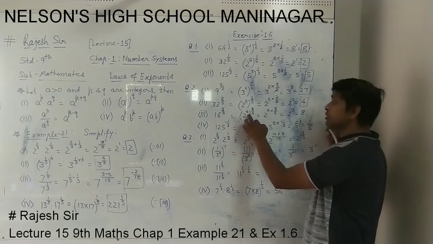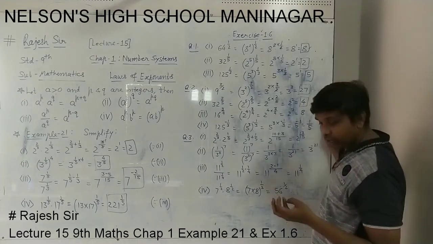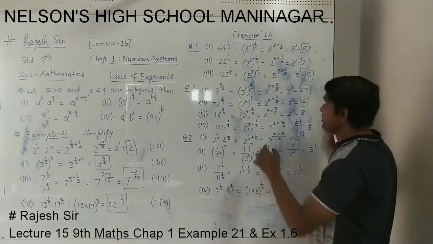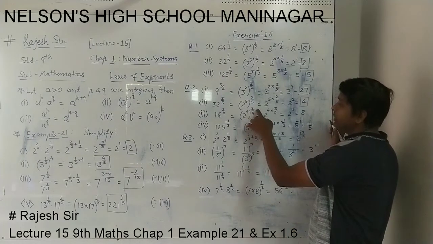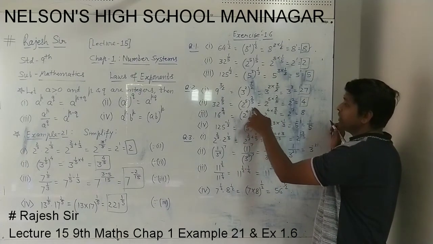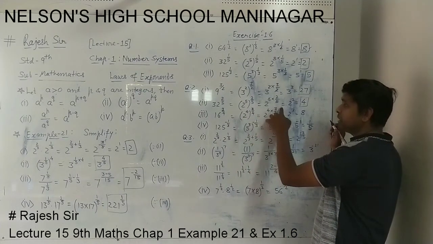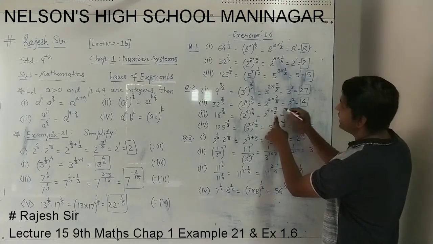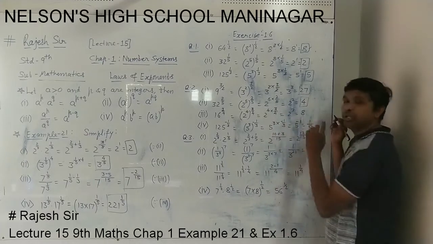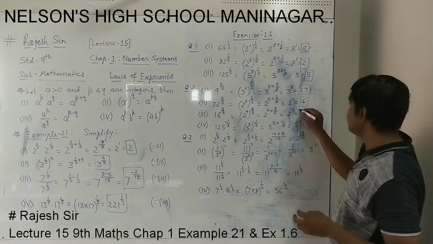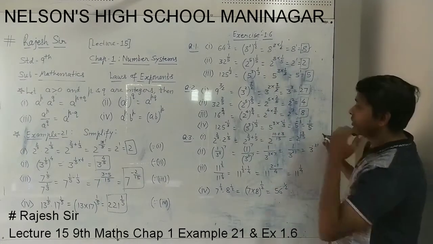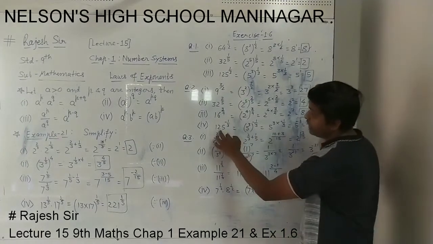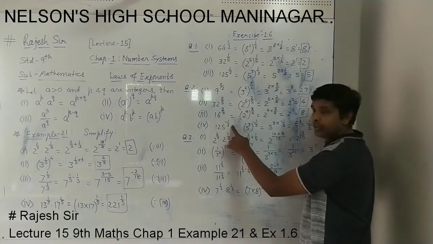Third number, 16 raised to 3 by 4. 16 can be written as 2 raised to 4. 2 2s are 4, 2 4s are 8, 2 8s are 16. Again this is the power of power rule. 2 raised to power, 4 into 3 by 4. Power of power multiplied. 4 up and down cancel. 2 raised to 3 remaining. 2 raised to 3 means 8. This is the answer.